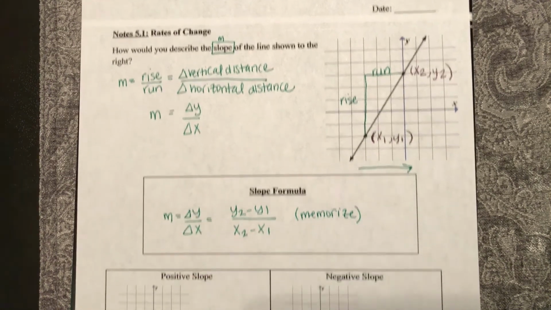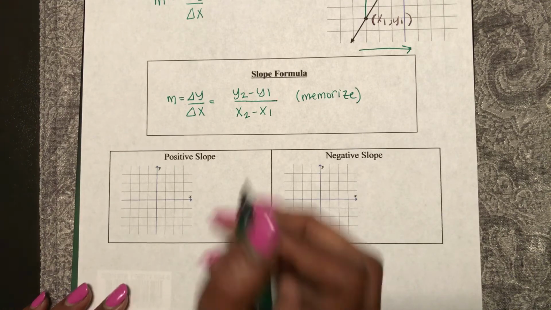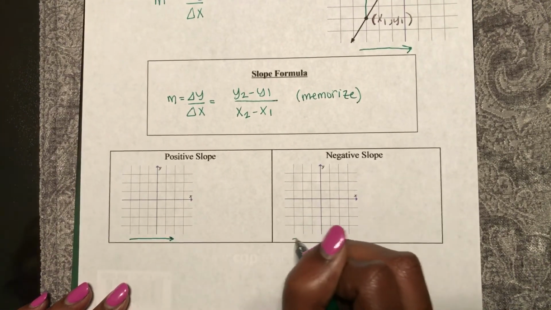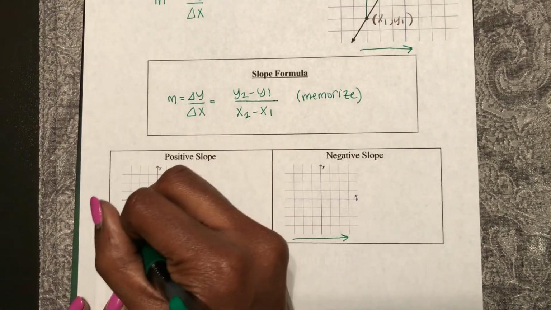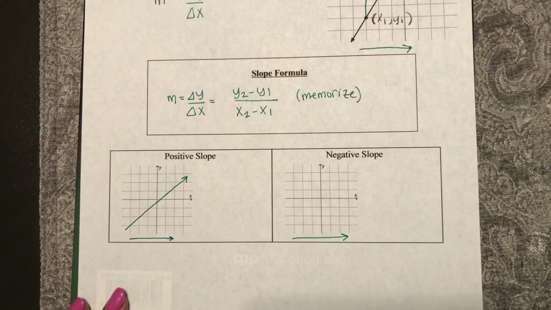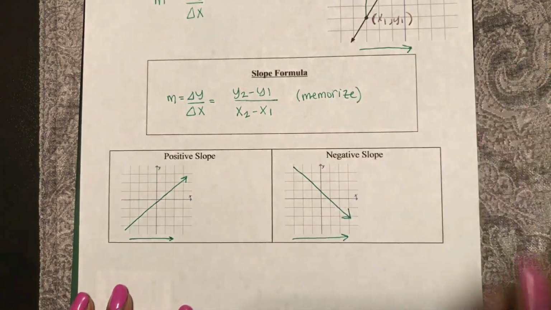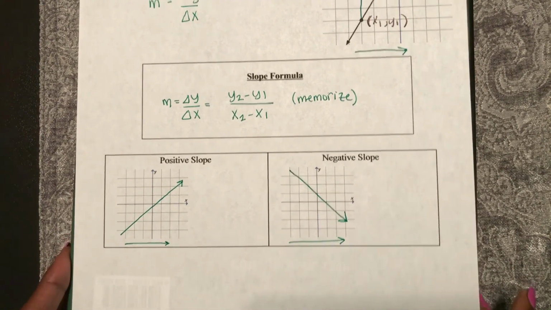So let's just summarize here on this first page. Positive slope versus negative slope. So remember, we're always looking from left to right to determine if our slope is positive or negative. So if from left to right, my line is going upward, that is a positive slope. But if from left to right, my line is going down, that is considered a negative slope.